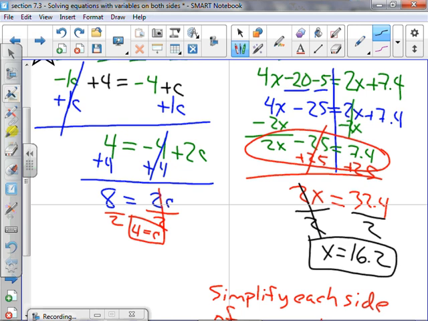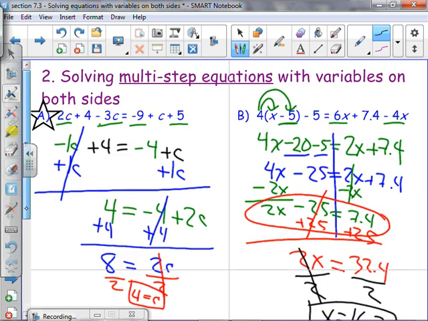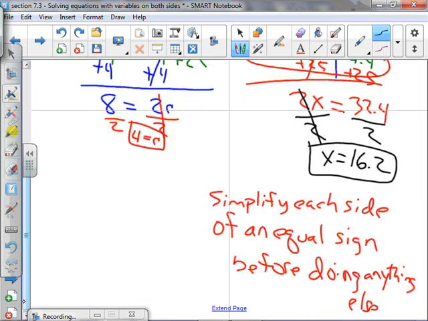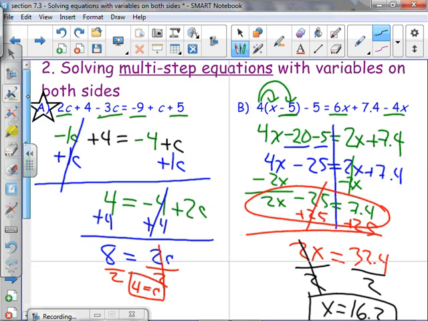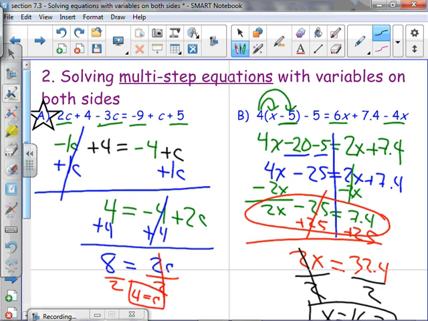So, the big sum up thing, what you need to do is simplify each side of an equal sign before doing anything else. That's very, very important. And then we can go ahead and do what we have been doing, which is getting the variables to only one side. So once we have simplified each side separately, we're going to get the variables to only one side and then solve like normal.